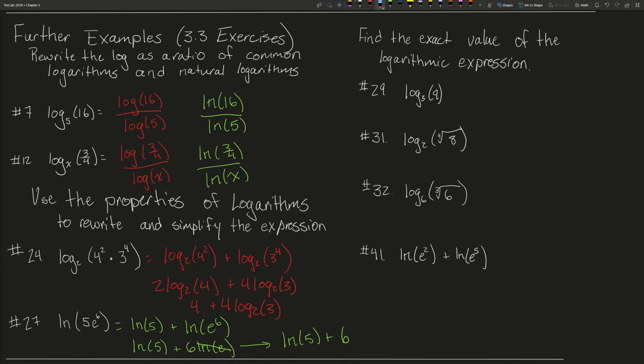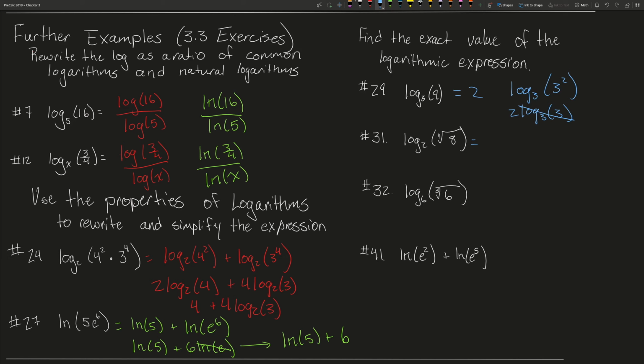The next set says to find the exact value of the logarithmic expression. So number 29, log base 3 of 9. This is saying 3 to what power is 9, so this is just equal to 2. Another way to look at that is log base 3 of 3 squared, which we can rewrite as 2 log base 3 of 3. Log base 3 of 3 is just 1, so we're just left with the 2.